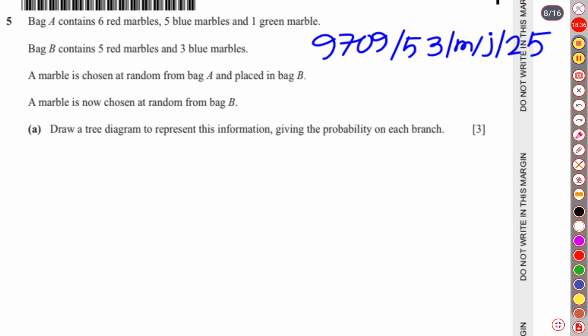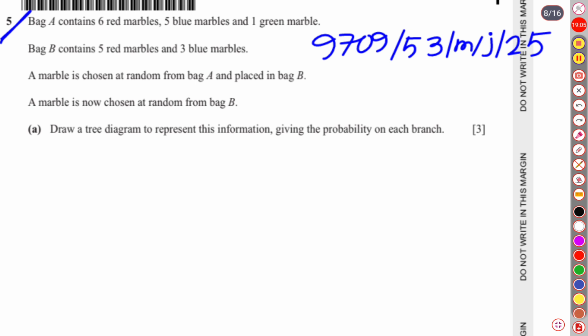The next question has been selected from paper 9709/53 for the session May June 25, and question number 5 is to be solved. It says bag A contains 6 red marbles, 5 blue marbles, and 1 green marble. So total number of marbles is 6, 5, 11, so 12. Bag B contains 5 red marbles and 3 blue marbles. So total number of marbles is 8.